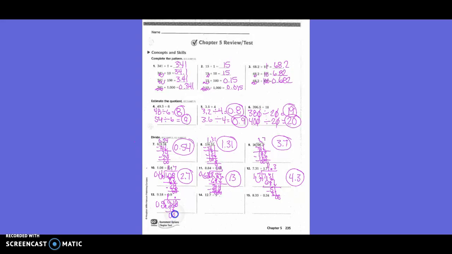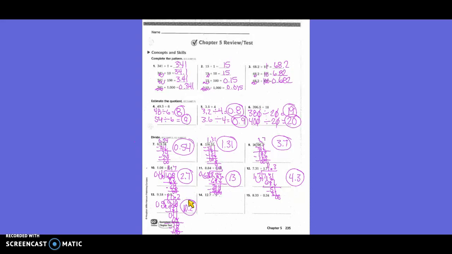Bring down my 1. Can 9 go into 1? No, so I put a 0. 9 times 0 is 0. 1 minus 0 is 1, and then I bring down my 8. How many times does 9 go into 18? Twice. 9 times 2 is 18, and then I have 0 left over. Do I have anything else to bring down? No. So my answer is 10 and 2 tenths.